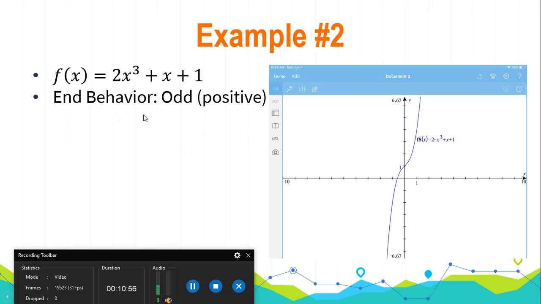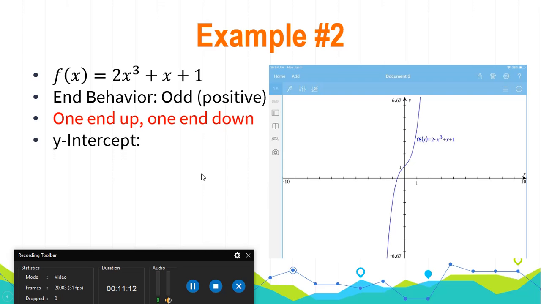Our end behavior, because it's an odd function, we have one end going up and one end going down. On the right-hand side, the end is going up. That's normal because our coefficient 2 is positive. We should have one y-intercept, and again, you can clearly see that on the graph, but it's revealed in the function itself at 0, 1.